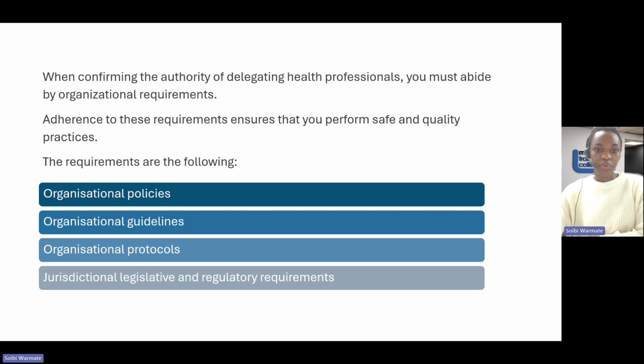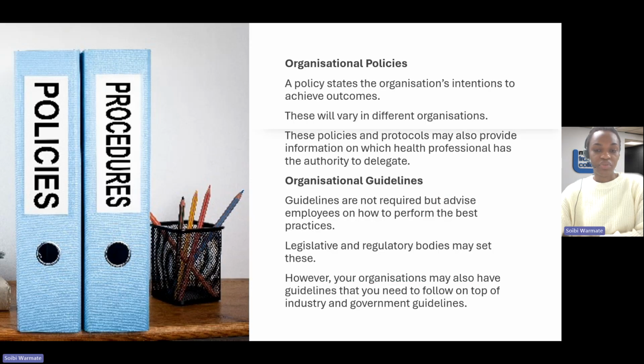Requirements when confirming the authority of the health practitioner, you need to abide by the organization requirements. These requirements include the organizational policies, guidelines, procedures, and also legislation and requirements. Organizational policies, these are policies that state the organization's intention to achieve outcomes. These policies and procedures may provide information on which health practitioner has the authority to delegate.